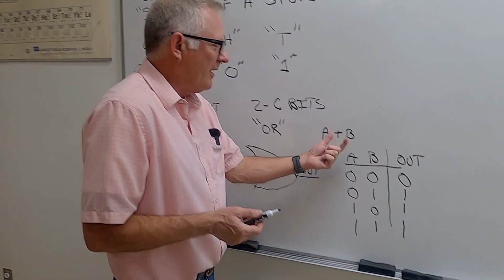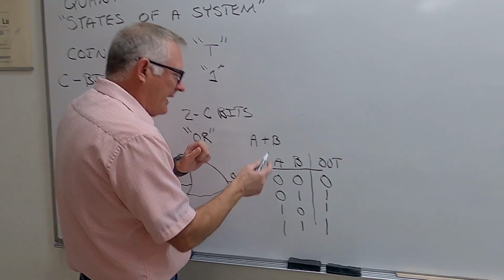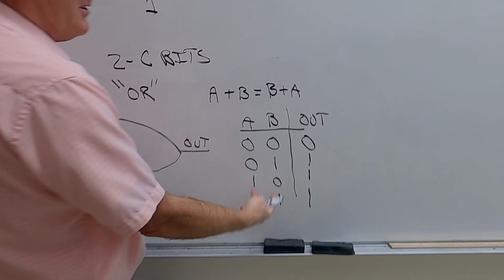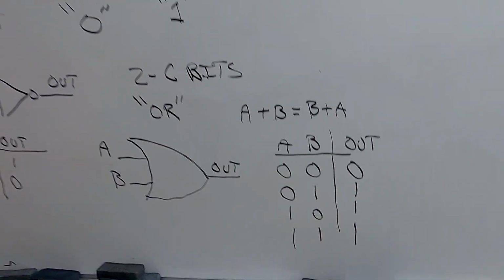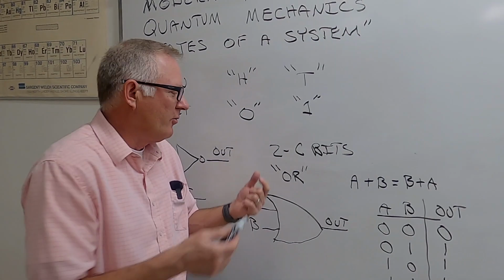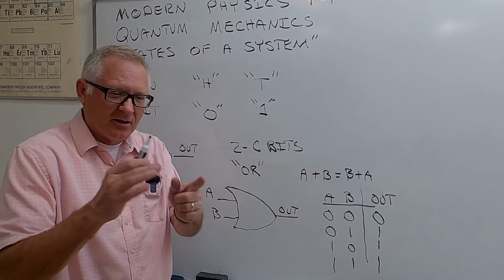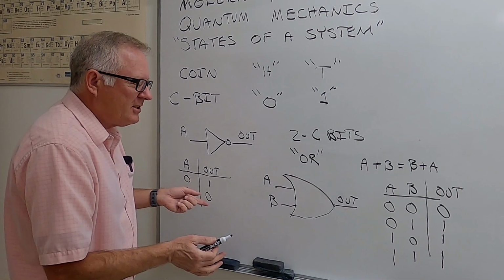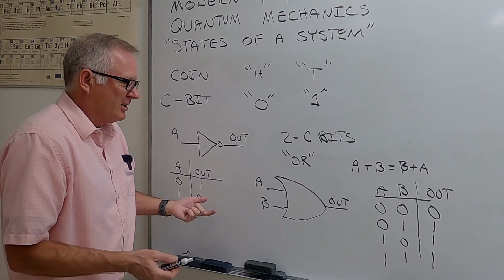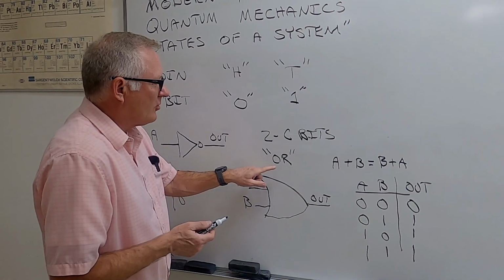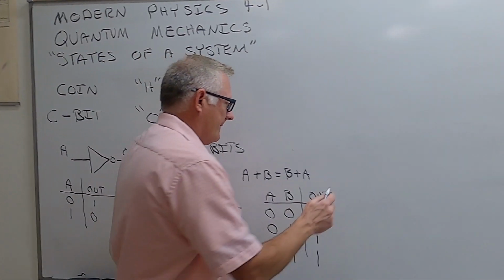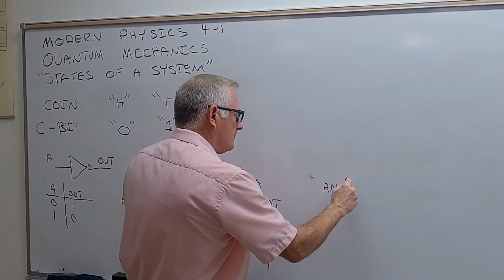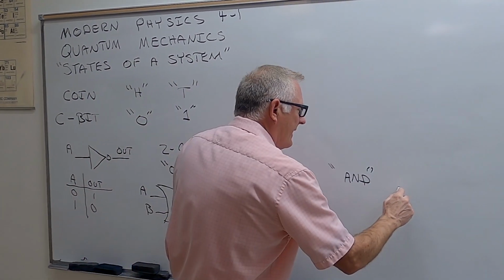Now you'll notice if I swap the order, A or B is the same thing as B or A. If I swap these two columns, the output still stays the same. It's just like when you say you're going to do this or that, it's the same as saying you're going to do that or this. There's no difference. This is all called Boolean logic, or classical logic. Now, besides OR, there's also the AND, and we write that as a multiply.